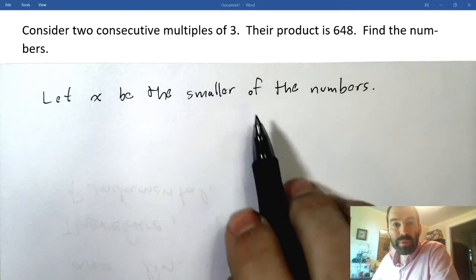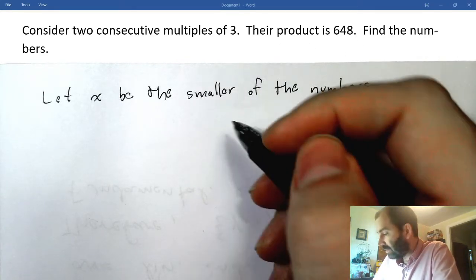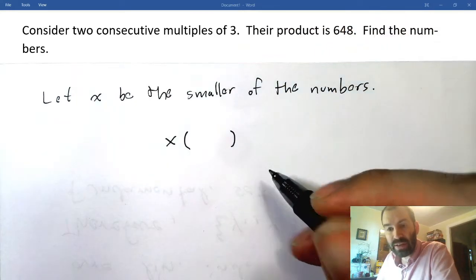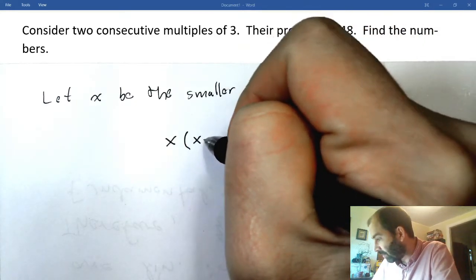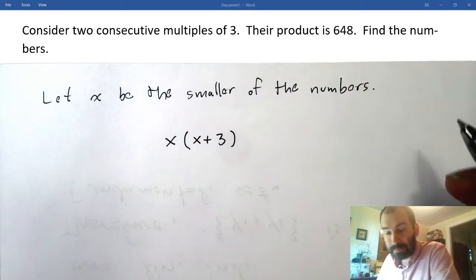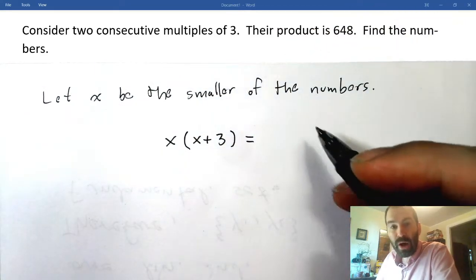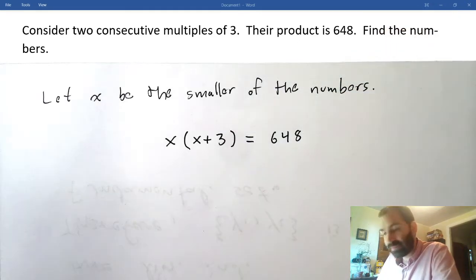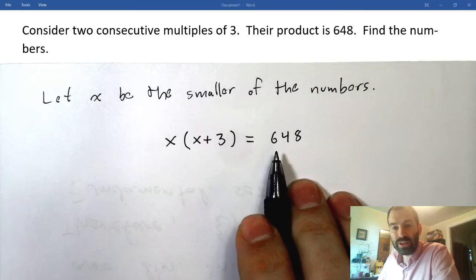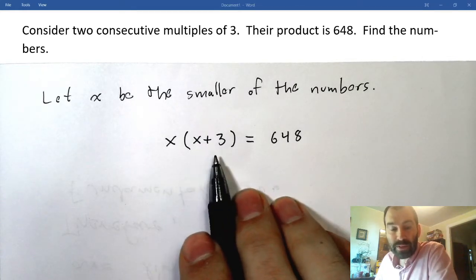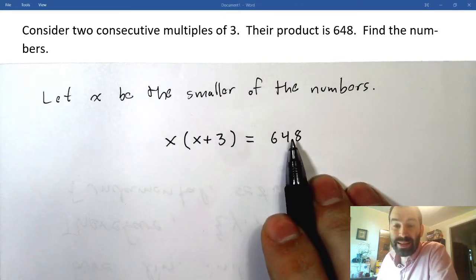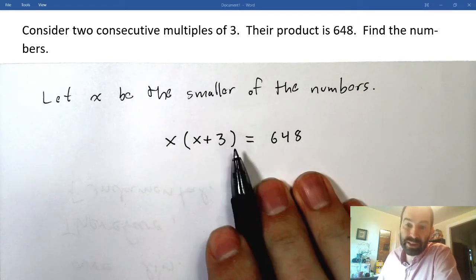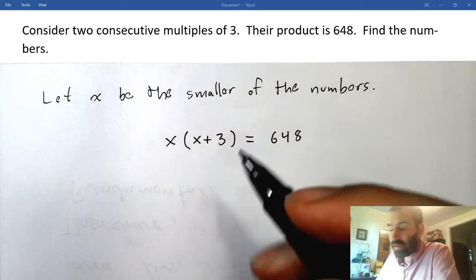Okay, well, their product is 648. So if I multiply x times the other number, and we said they differ by 3, so if x is the smaller one, the other one must be x plus 3. The product is 648. All right, so I have to solve this equation. The left-hand side's factored, but the right-hand side's not 0, so that's not really good for us. So what we have to do is unfactor it, get the right-hand side to be 0, and then see what we can do from there.